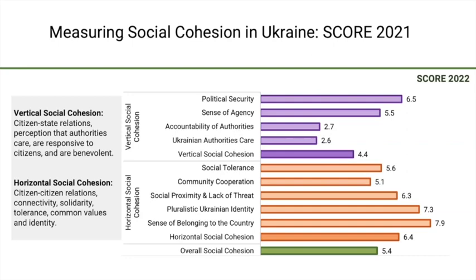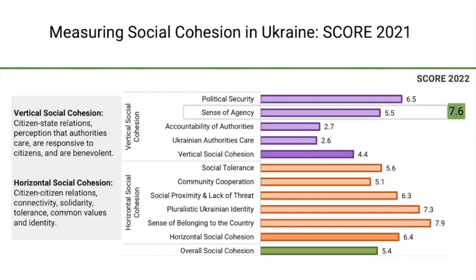Here, when we look at this picture, what is high, what is low, what needs our attention, we can see that vertical social cohesion needs more attention than horizontal. Accountability of authorities and Ukrainian authorities' care, the sense of neglect and sense of care are low. These are scores out of 10. So if 0 meant nobody thinks that authorities care and none of the authorities are accountable, and 10 means everybody is absolutely sure that authorities are accountable and they care for different parts of Ukraine and their citizens.